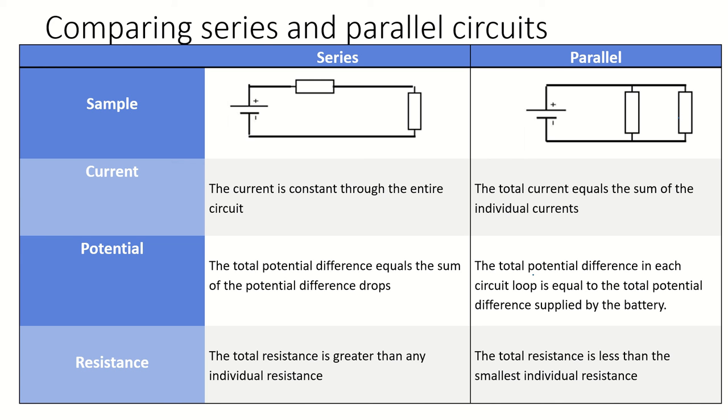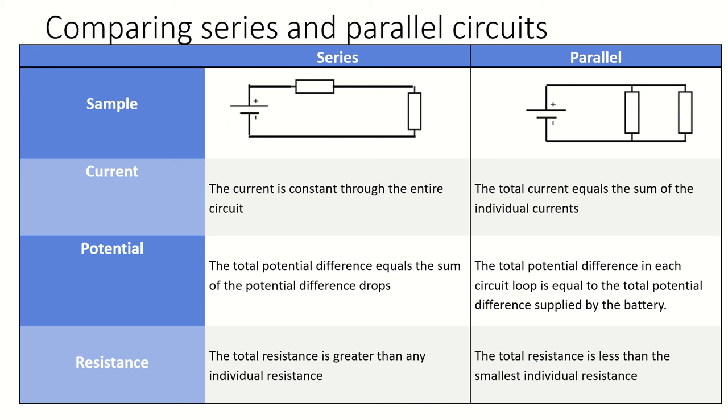So the total current equals the sum of the individual currents. Now, what is handy is the potential difference in each loop. This is one loop, this is another loop. They're equal to one another, and they're equal to the voltage supplied by the battery or power source. So if there's 12 volts, this loop would get 12 volts, and this loop would get 12 volts.